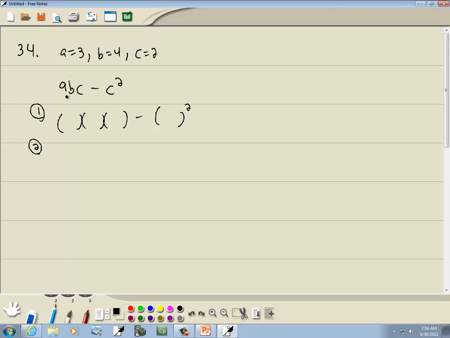Now plug in an appropriate number. We said A was 3, so everywhere we had an A, we'll put in 3. B was 4, so everywhere we had a B, we'll put in 4. And C is 2, so everywhere we had a C, we'll put in 2.